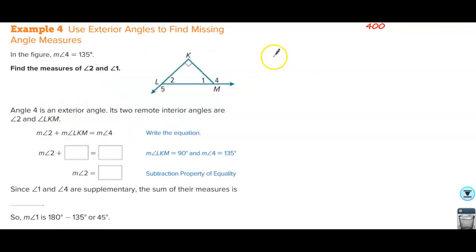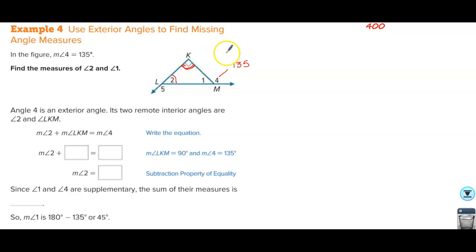Example 4, we're getting there. Sorry, I'm trying not to make this too incredibly long. Use exterior angles to find missing angle measures. In the figure, the measure of angle 4 is 135. So this is 135 here. Angle 4 is an exterior angle. Its two remote interior angles are angle 2, that's this one, and angle LKM. LKM means this one right here.